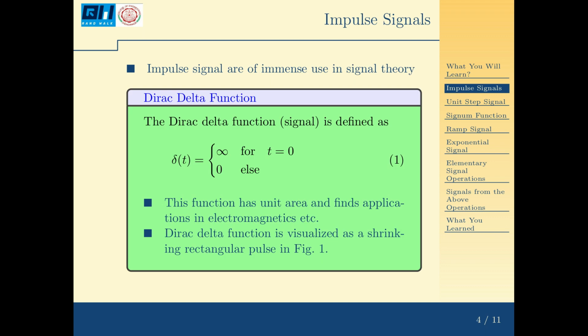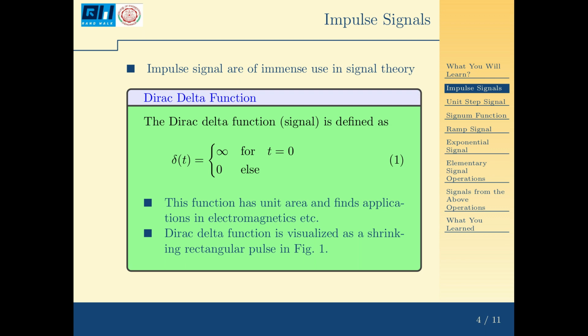So first is the impulse function. The impulse signal is of immense importance in signal theory. One prominent important function is the Dirac delta function. It is defined as delta(t) equal to infinity for t equal to 0, and 0 elsewhere. This function has unit area and finds application in electromagnetics, etc. We don't usually use this signal in signal theory.